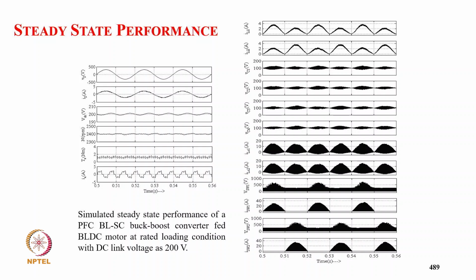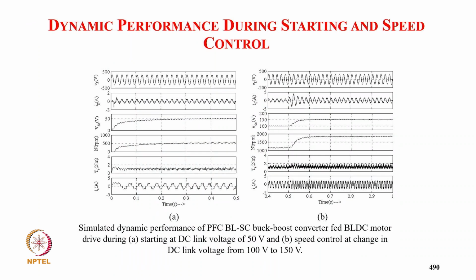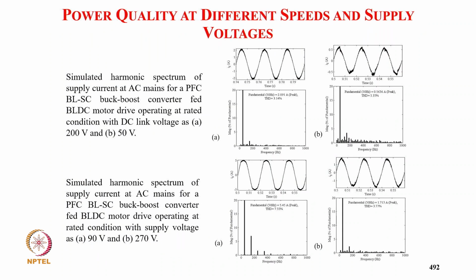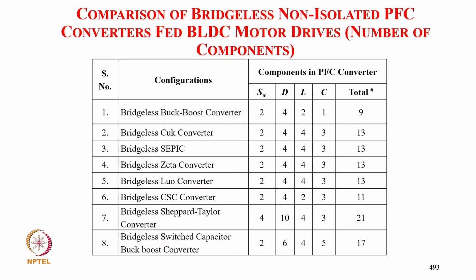Then we have input inductor current continuous, capacitor voltage also continuous, both converter, and output inductor in DCM for both converter. Demonstrating the design, satisfactory design, and then starting at 50 volt and the speed control one, and then the torque load change from 0.4 to 1.8 and supply voltage 271 there, and the THD at full load is 3.14, and at 90 volt it's 3. Even at 270 volt it is 3.77%.